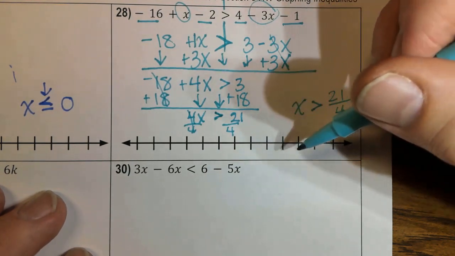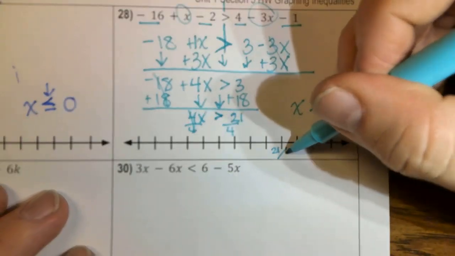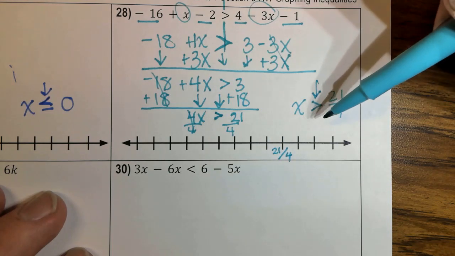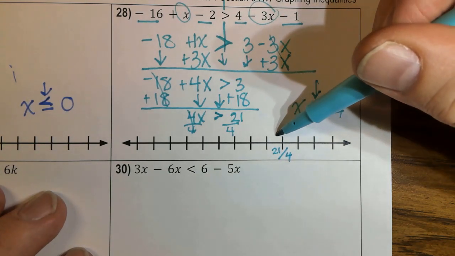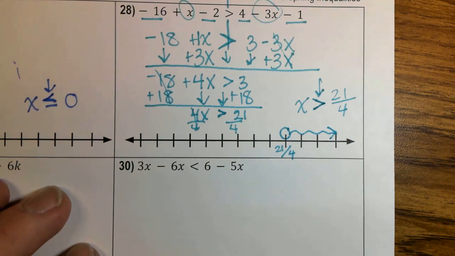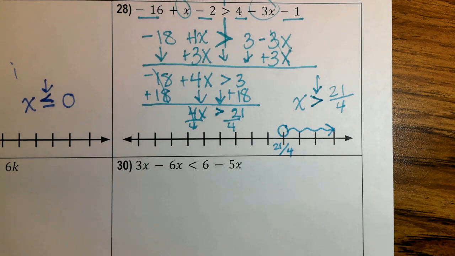And so now I can take this fraction, I can put it anywhere I want. So I'm going to put it over here. My inequality is not underlined, so I have an open circle. And greater than goes to the right. And that is 28.